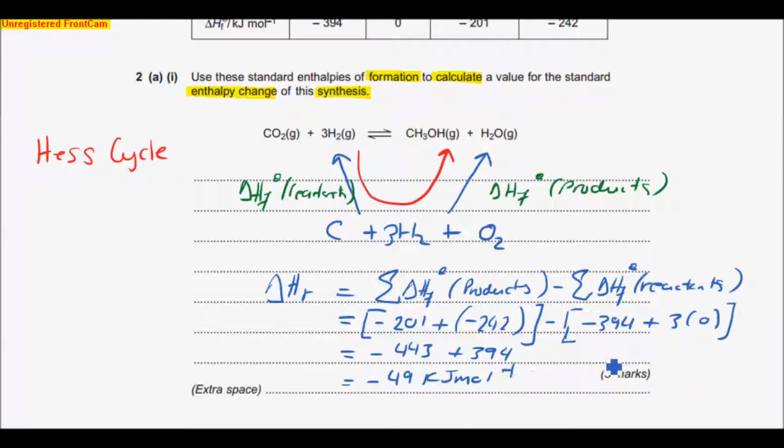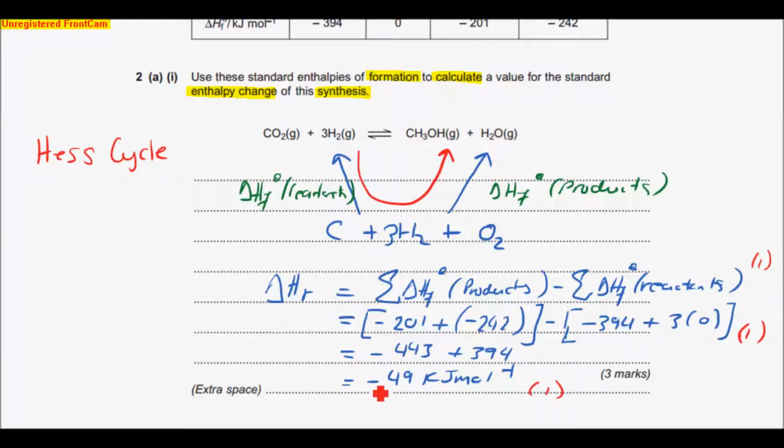So where are the marks in this paper? Well, the first mark you're going to get is for correctly stating that the enthalpy change of reaction equals the enthalpy change of the products take away the reactants. That's your first mark. The second mark is for putting the numbers in. And the final mark is for coming up with the correct answer.